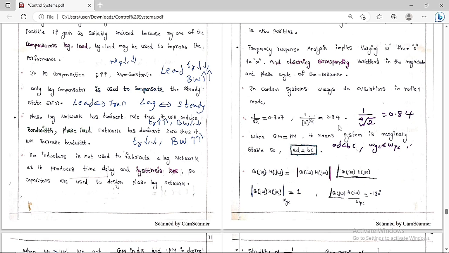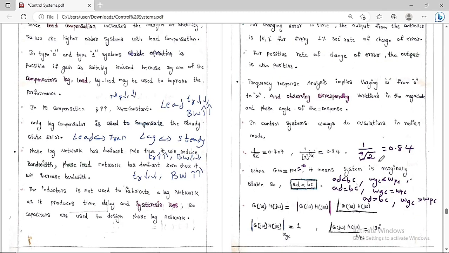Listen carefully. For a system to be stable, AD is less than BC, the gain crossover frequency is lesser than the phase crossover frequency, and the gain margin and phase margin are both positive. Similarly, if AD is equal to BC, the system is said to be marginally stable, the gain crossover frequency is equal to the phase crossover frequency, and the gain margin and phase margin are equal to 0. Whereas if AD is greater than BC, the system is said to be unstable, the gain crossover frequency is greater than the phase crossover frequency, and the gain margin and phase margin are both negative.